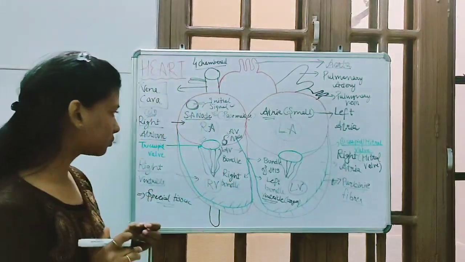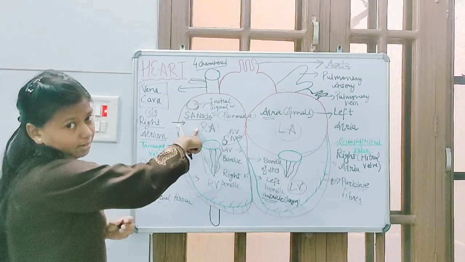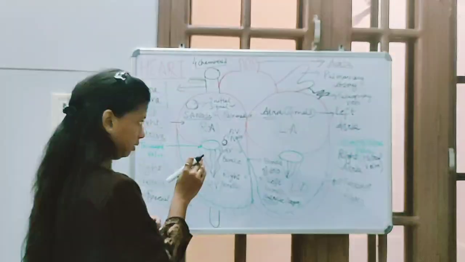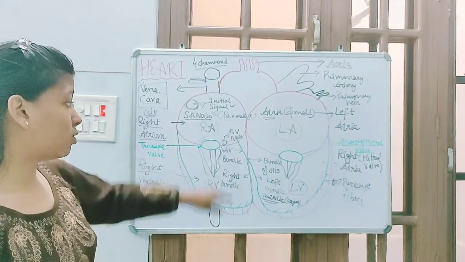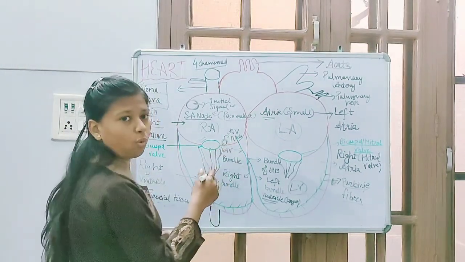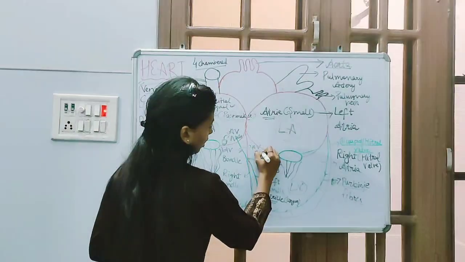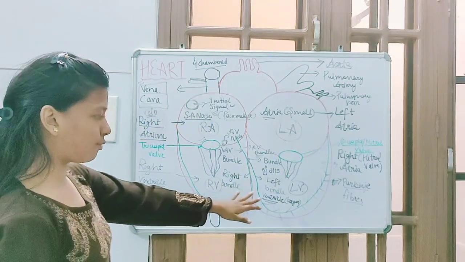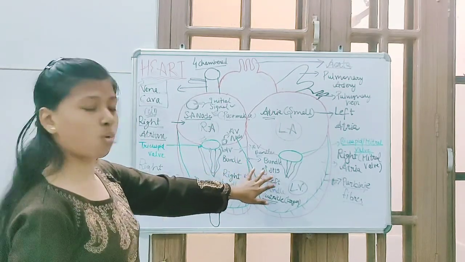It is called the pacemaker of the heart, and it is located on the upper part of the right atrium, and below it is the AV node. SA node is the sinoatrial node and AV is the atrioventricular node. The AV node further divides into the AV bundle, and this AV bundle gives rise to the right and left bundles, joined together at a common point called the bundle of His.